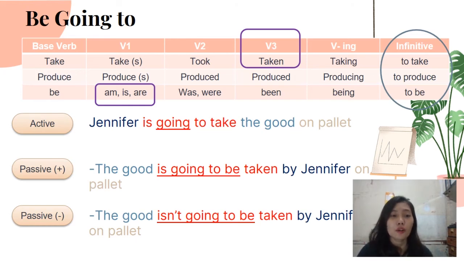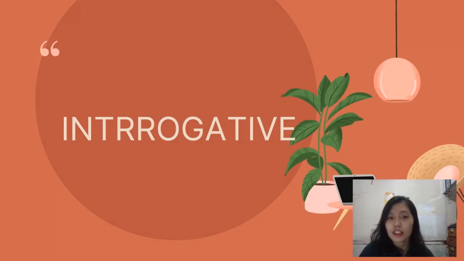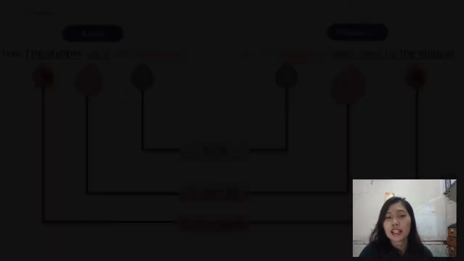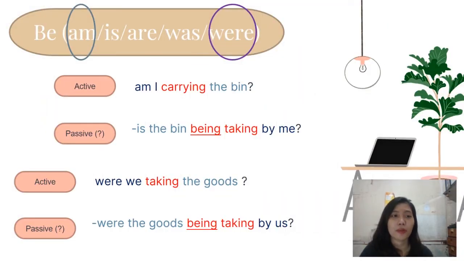Now we move to the next slide. We make the question sentence. From the beginning, the question needs to always be adjusted to its subject, plural or singular. For example, am I carrying the book? To passive interrogative: is the book being taken by me?